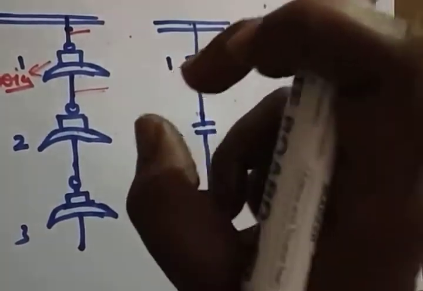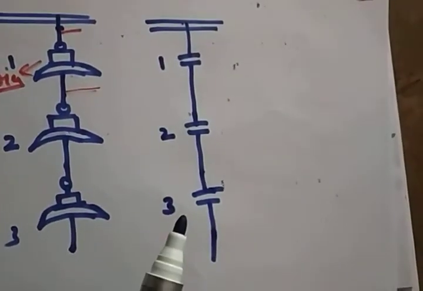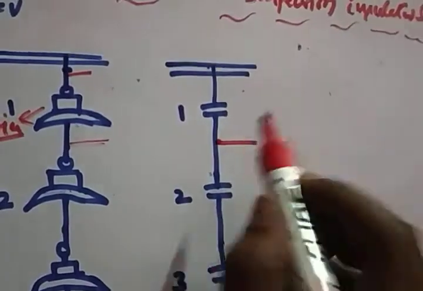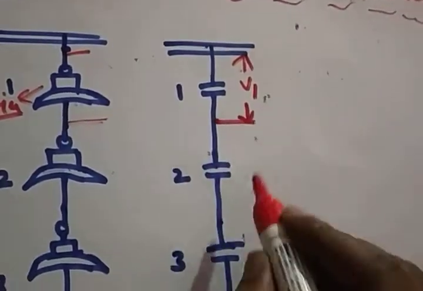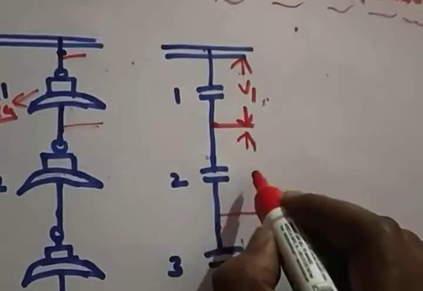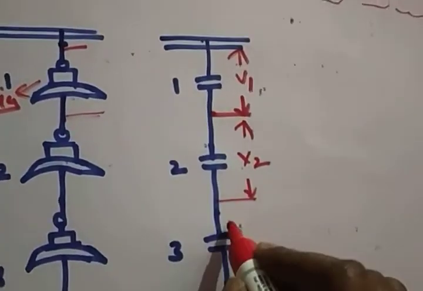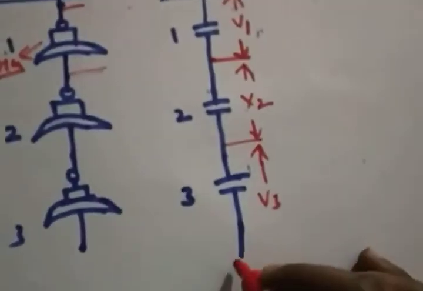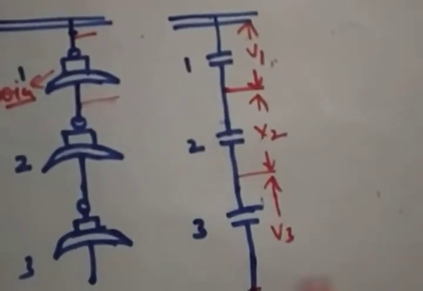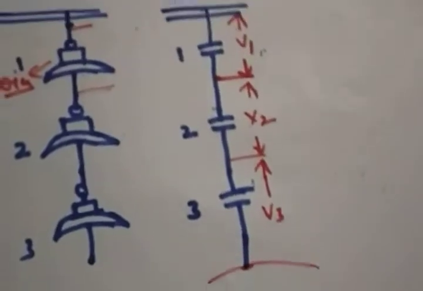If the capacitance exists, that means a voltage will be developed across the capacitance. So what is that voltage? We can expect the voltage from here is V1, here is V2, and from here is V3. Right? So this is the conductor where you are taking your conductor.